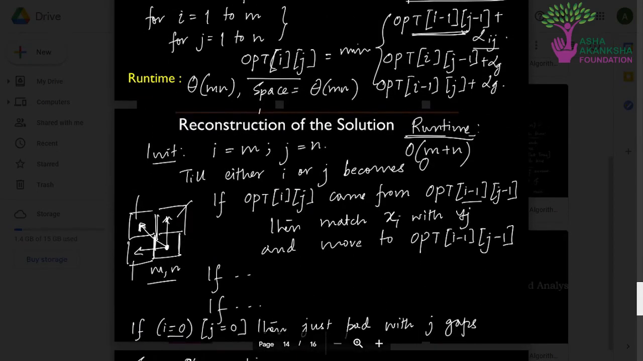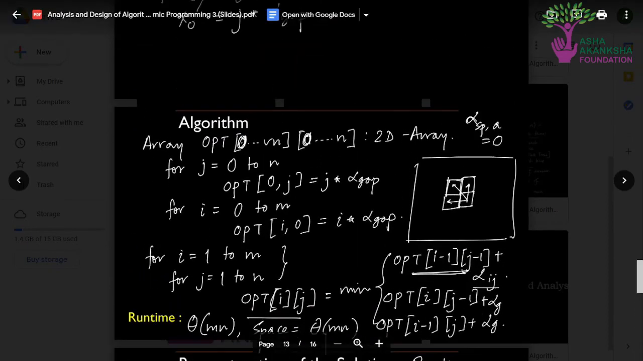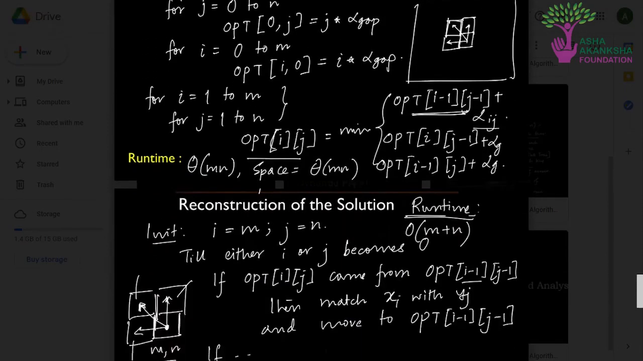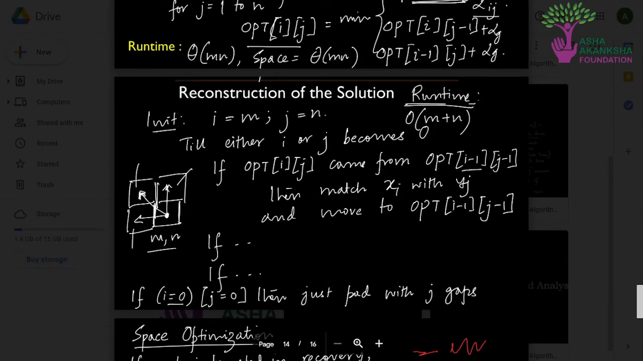Now we will reconstruct the solution. First of all, before reconstructing, the original solution will be at the opt m comma n position. So we will now reconstruct the solution. That is, we will find the overall alignment after we get opt m comma n, which gives us the cost of aligning both of the original strings x comma y into new strings x cap comma y cap of length L each. Now, yeah, this is the overall pseudocode.